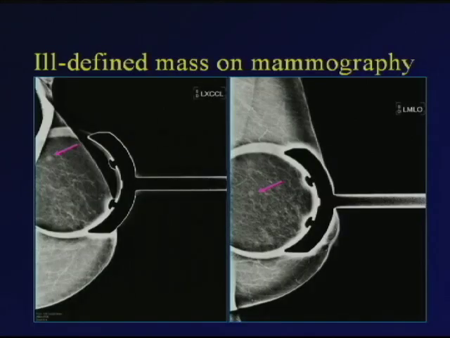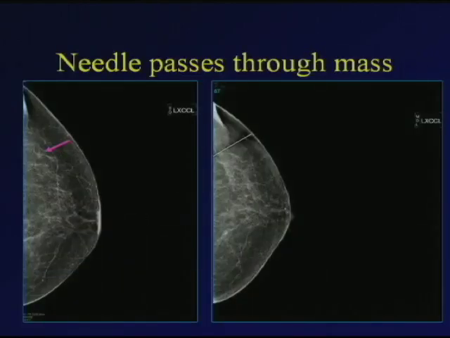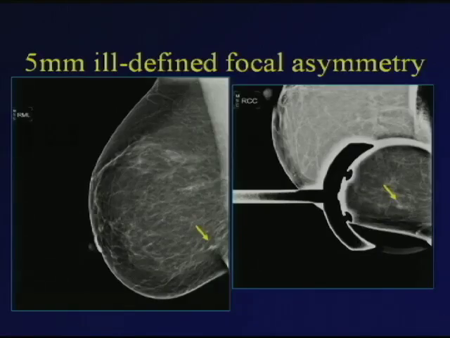Here's another example of an ill-defined, very small mass that we're seeing on mammography. On ultrasound, we see a little hypoechoic focus. Not sure if this represents the same mass or not. We place a very skinny needle in the breast and repeat our mammogram. And here we see that the needle goes right through the mass. So we're very confident that we have seen the mass in question.